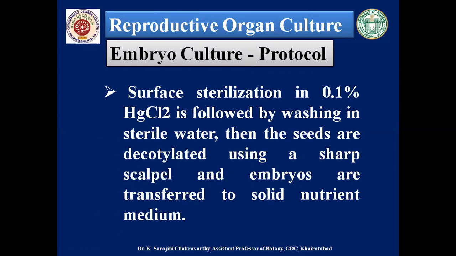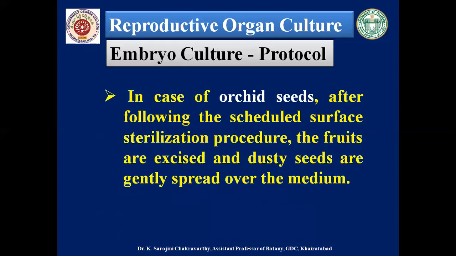Now we'll see the case of orchids. In the case of orchid seeds, after following the regular surface sterilization procedure, the fruits are excised and the seeds are dusted gently and spread over the medium. Why? Because the seeds are very tiny, very small. So we take the seeds from the fruits and dust them. That's all. Dusting of seeds will be done.